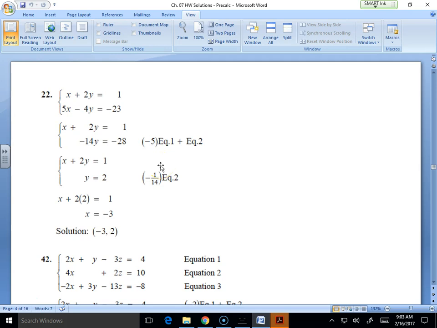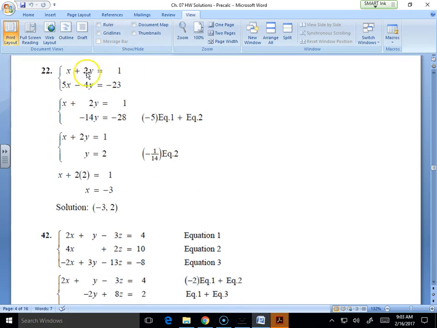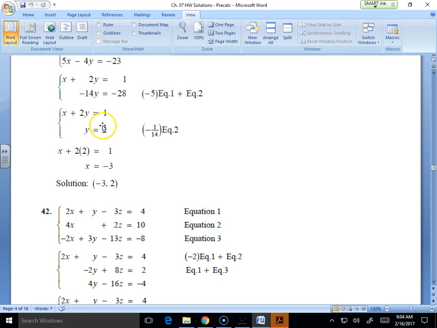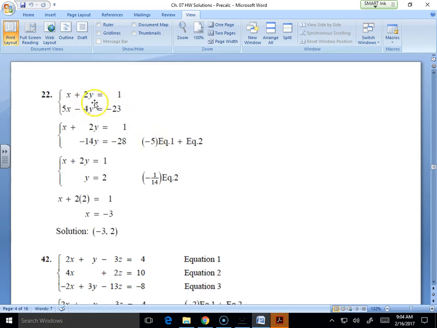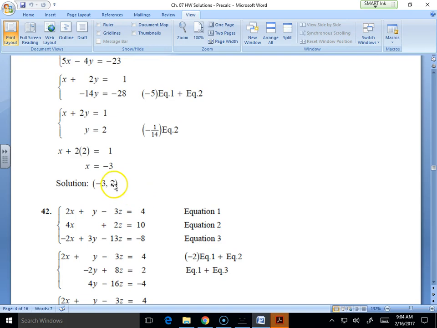Number 22. So there's a little baby system. They still got it in a stair step. You would have only had to do one link though. It wouldn't have been a very long system or a very long process. They went ahead and got it in row echelon form. All you do is go back and plug in. You get the point negative 3, 2. Once again, they were following the system. Yes, you could have done elimination or substitution.